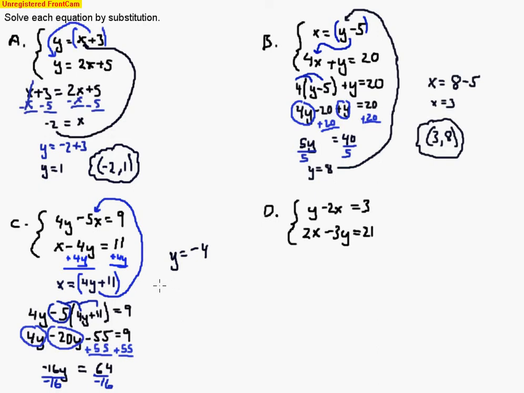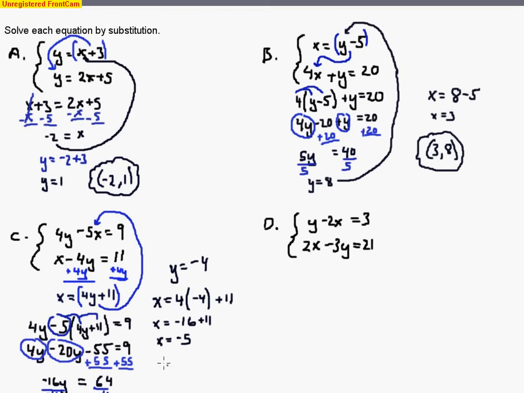So let's see how it's done. So x equals 4 times y, and I'm using this equation here, instead of y, I'm going to put in the number y is, which is negative 4, and then plus 11. And so we go ahead and do that work. We get negative 16 plus 11. So x equals negative 5. So there's my answer. I write that as an ordered pair as negative 5, comma, negative 4. So let's take a look at the last one here.